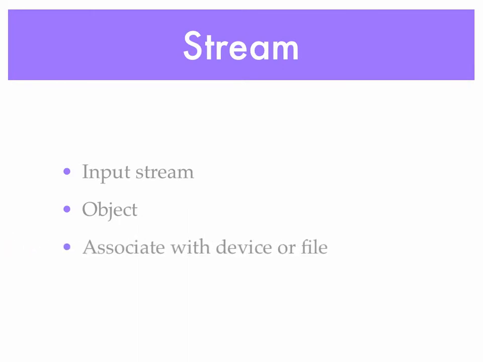Now, when we talk about keyboard input, we have to talk about a stream. And a stream, specifically an input stream, is a way of getting information into our program. We are going to do that using an object, an instance of a class. We're going to associate that object with a device or file. When we are talking about keyboard input, we are associating our object with the physical keyboard.